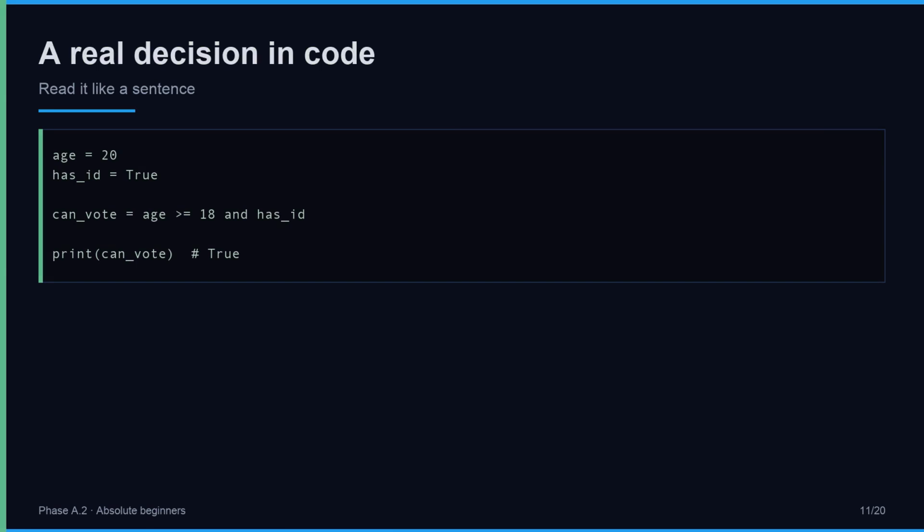Let us write that decision in code. We set age to 20 and has_id to True. Then we write can_vote equals age at least 18 and has_id. Python evaluates the comparison first, is 20 at least 18, which is true, then combines it with has_id using and. Both are true, so can_vote becomes true. Read the line aloud and it almost explains itself. This is how real conditions are built.